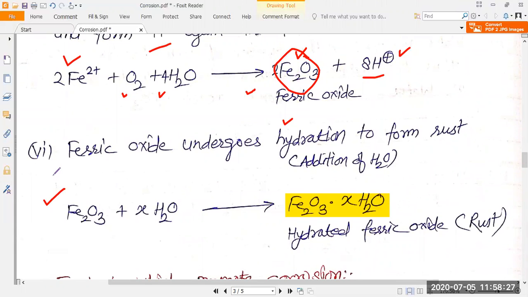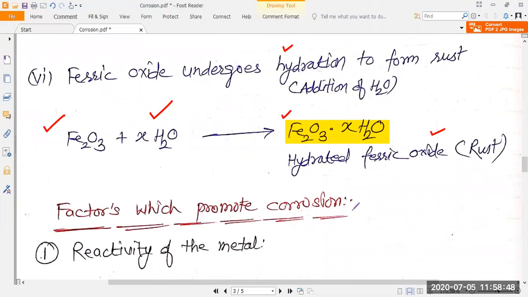This is the fifth chemical reaction. Fe2O3 reacts with x number of water molecules present in the atmosphere and forms hydrated ferric oxide. It is called rust. It is a brownish reddish colored substance, and it is called rust, Fe2O3.xH2O. Now, the factors that promote corrosion.